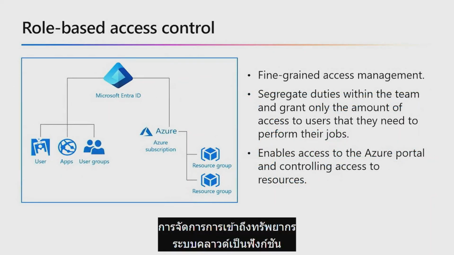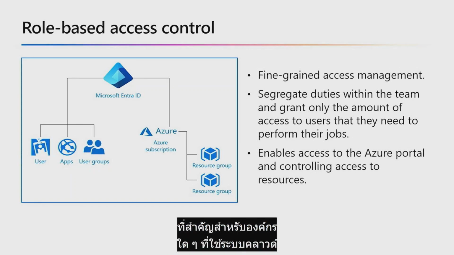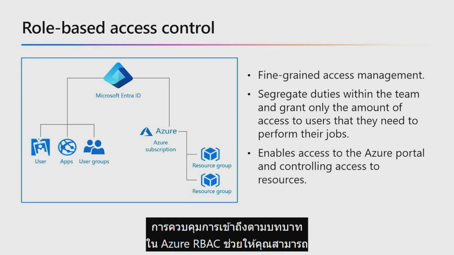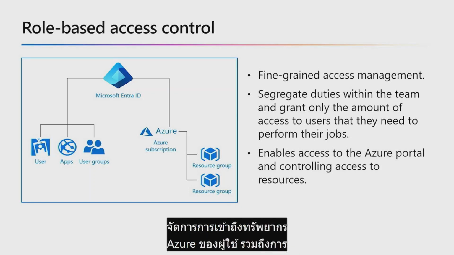Managing access to cloud resources is a crucial function for any organization using the cloud. Role-based access control in Azure, Azure RBAC, allows you to manage user access to Azure resources, including configuring permissions for performing operations on those resources and defining access scopes.